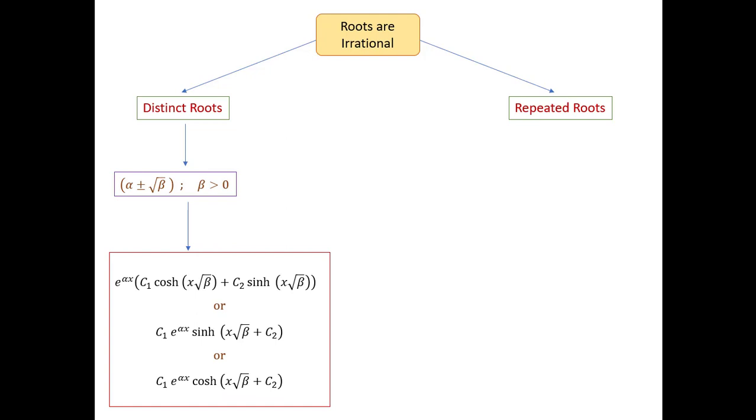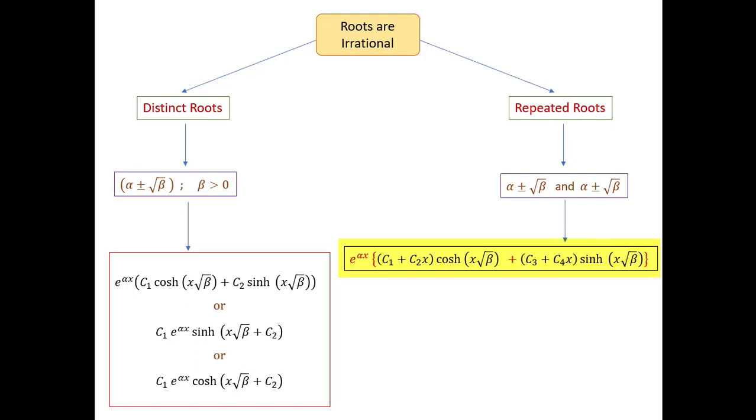Here the results for irrational roots are exactly similar to those obtained for complex roots, except that cos and sine are replaced by cos hyperbolic and sine hyperbolic respectively. Now we will discuss how to find complementary function when we have repeated irrational roots. If the irrational roots alpha plus minus root beta are repeated twice, then the corresponding portion of complementary function will be written as follows, where C1, C2, C3 and C4 are arbitrary constants.